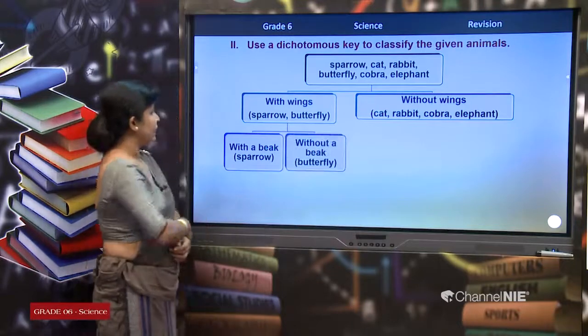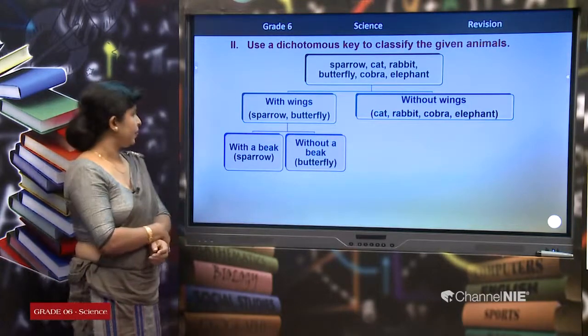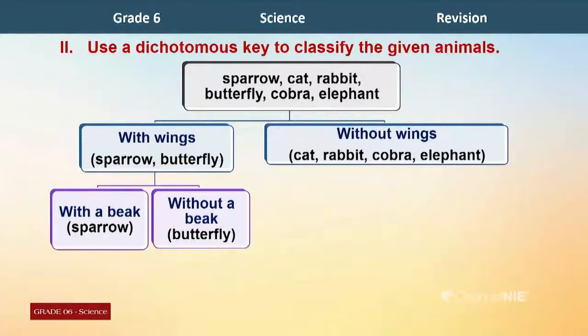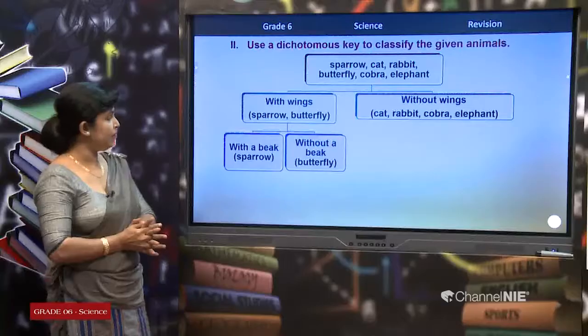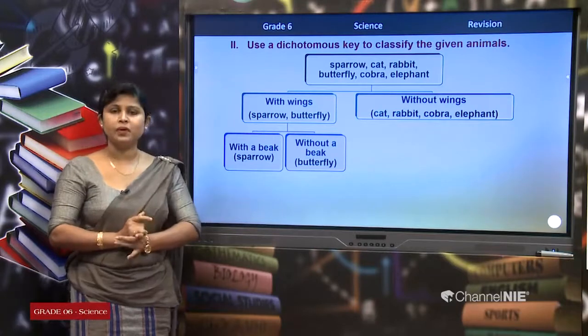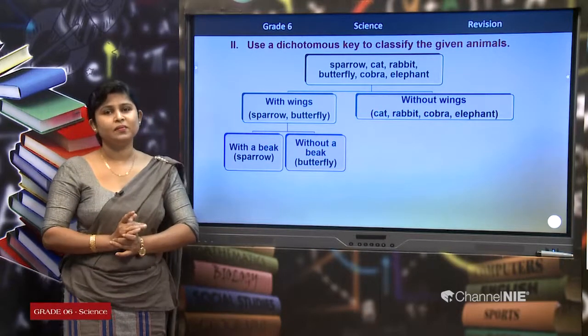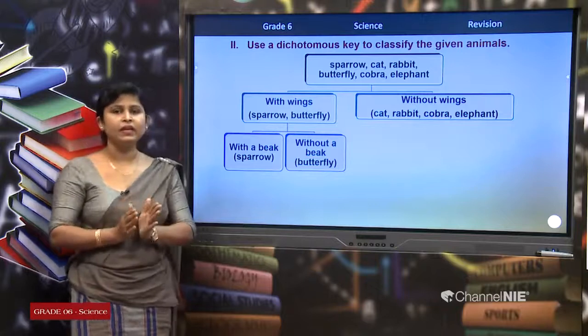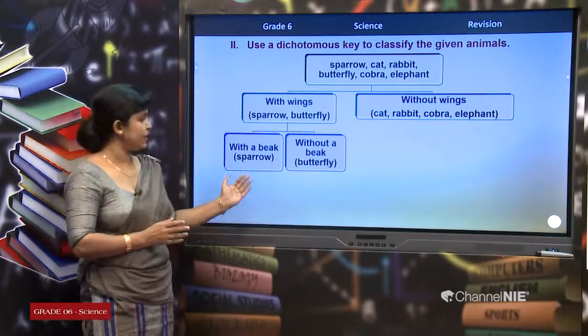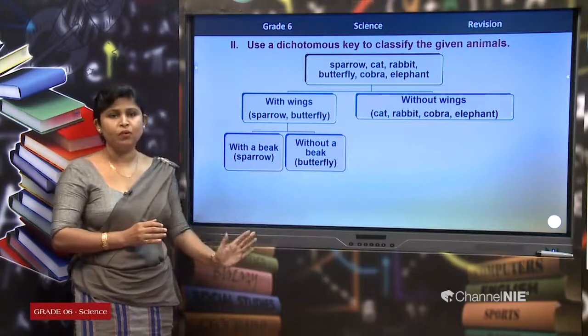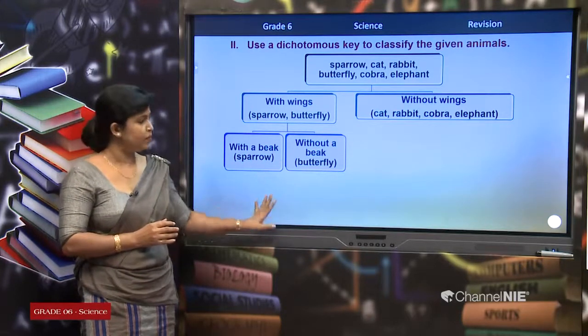Once again, I will divide the first group of animals in this way. The animals with wings are divided into two, with a beak and without a beak. We use that external feature, the presence of a beak and absence of a beak. A sparrow has got a beak, but the butterfly has not a beak. It has a proboscis to suck nectar from the flowers. So, according to that we can divide sparrow and the butterfly. These two animals can't be divided more, so we can stop the division from this place.